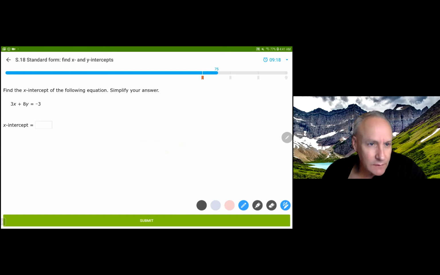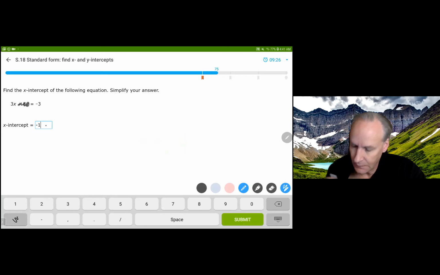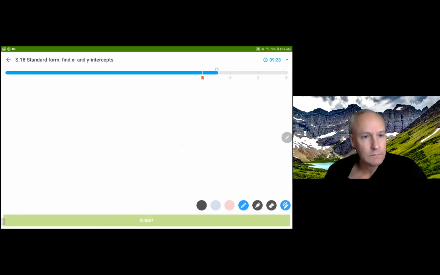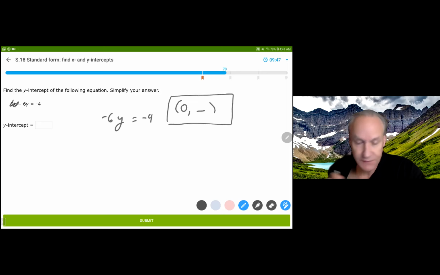This one, we are looking for the x value when y is 0. So I'm going to eliminate the y, and I get -1 for the x. In this one, we're interested in the y-intercept. So I have to eliminate the x, and I get negative 6y equals negative 4 when x is equal to 0. It is always a good idea to write this down.